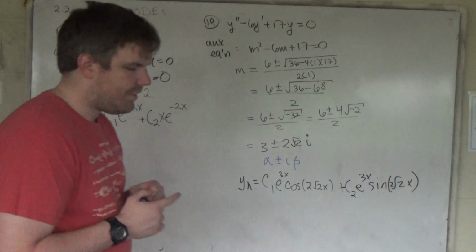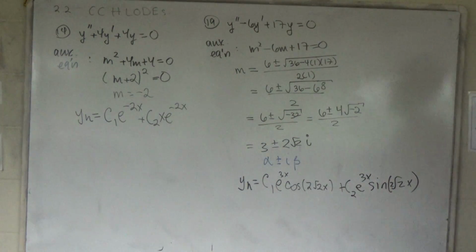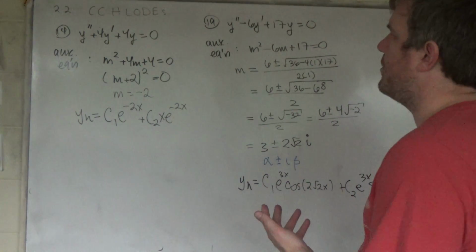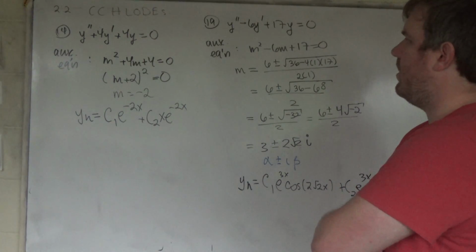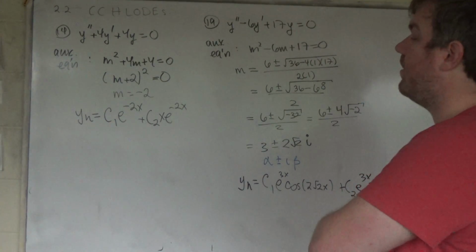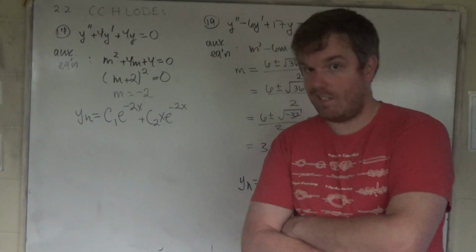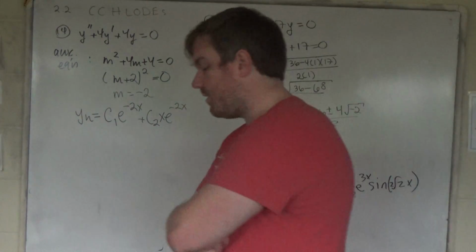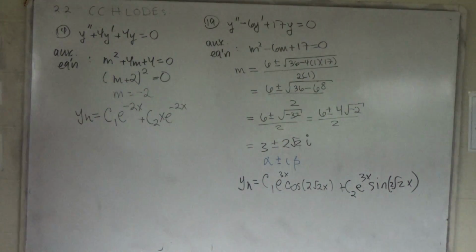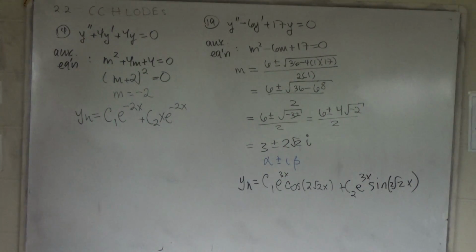So what we've seen are examples of how to find the homogeneous solution of a constant coefficient linear ordinary differential equation in a few different cases. We've seen what happens when you have distinct real roots. Those are our first couple of examples. We've seen what happens when you have complex roots, like this one. And we've seen what happens when we have a repeated real root.